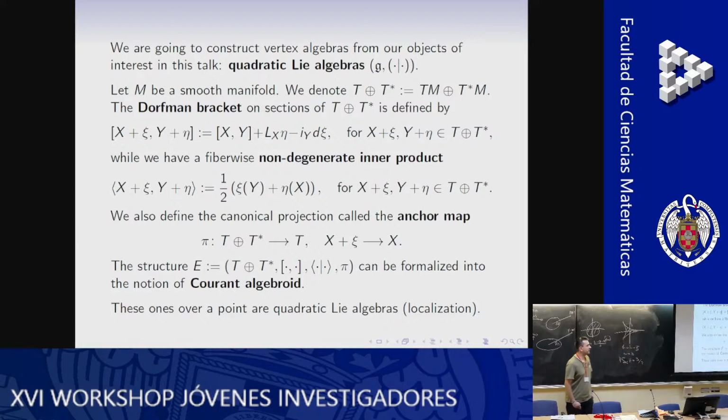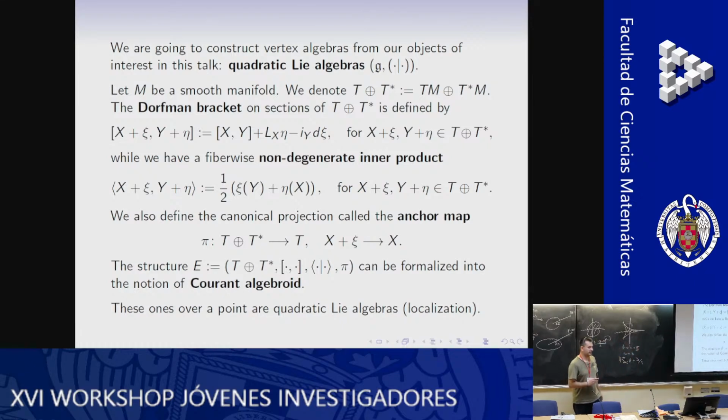O sea, dada una variedad diferenciable, cojo el tangente más el cotangente, defino este corchete, el corchete de Dorfman, en las secciones, también tengo este producto no degenerado y además tengo este mapa que es el ancla, dado por la proyección canónica. Entonces, este tipo de estructuras se pueden formalizar para obtener algebroides de Courant y cuando localizo, cuando me voy al abstracto, cuando lo cojo sobre un punto, obtengo las álgebras de Lie cuadráticas.